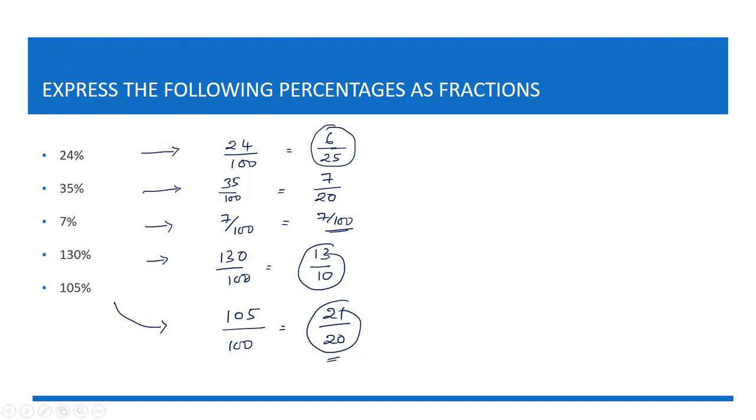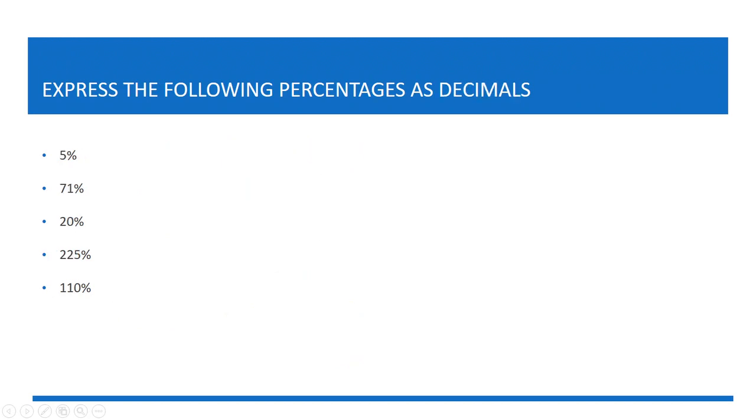Let us go with the next problem. Here, express the following percentages as decimals. We are supposed to express them in terms of decimals, right? They have given them in percentage. What we need to do? 5%, they have given 5, divided by 100. That divided by 100, you are going to get what? 0.05. Correct? 71%. 71 by 100, which is going to be how much? 0.71.